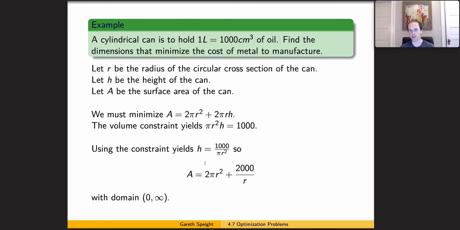And if you trust me to plug in, the surface area is 2 pi r squared, which is unchanged, and then the second piece in terms of r becomes 2,000 divided by r. Okay, and then the only restriction is that the radius should be positive, because whatever radius we have, we can always play around with the height in order to make the volume 1,000. So we want to minimize this function of r with domain 0 to infinity. So now we have a calculus problem.